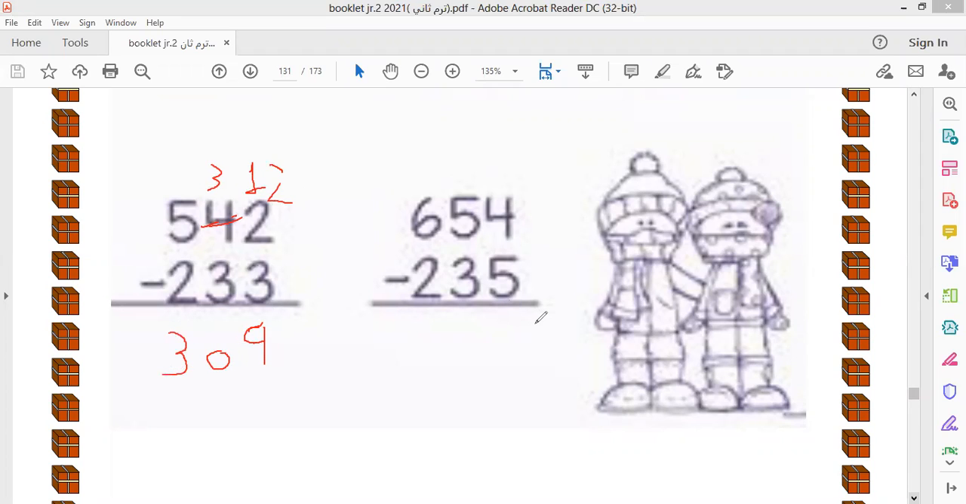654 minus 235. 4 minus 5 doesn't work. We go to the next place, which is the tens place. 5 becomes 4. And 4 becomes 14. And 14 minus 5 equals 9. 4 minus 3 equals 1. And 6 minus 2 equals 4.